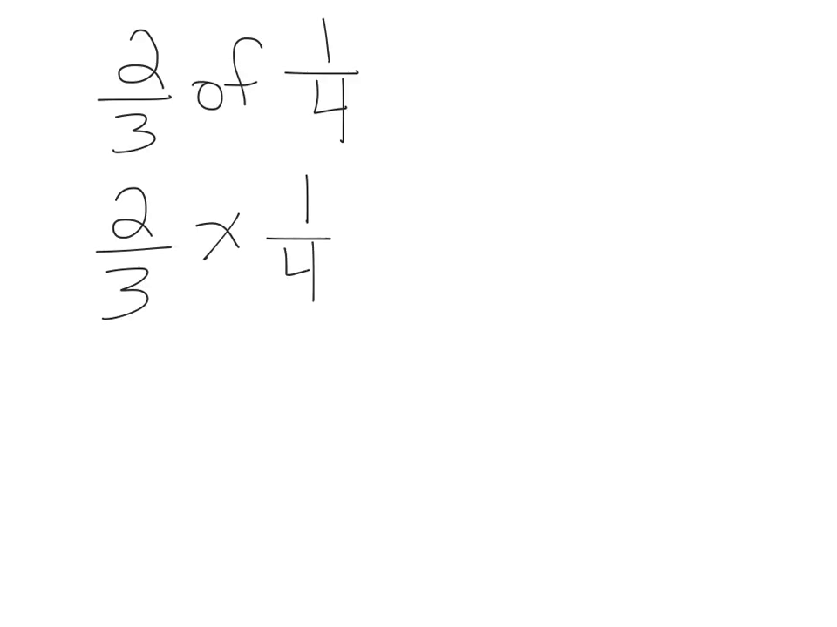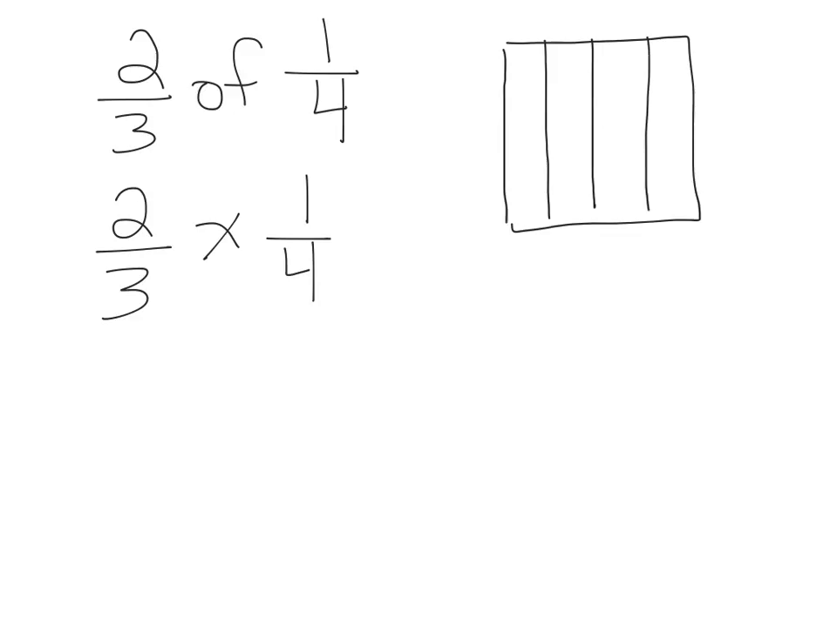And I'm going to model that, and I'm going to make a square or a rectangle. And I have a 1/4. So I'm going to break this now into fourths and shade in 1/4. And the red shaded area is what I have. Now I'm going to take 2/3 of this, and I'm going to break this up into thirds, and now I'm going to draw my lines horizontally.